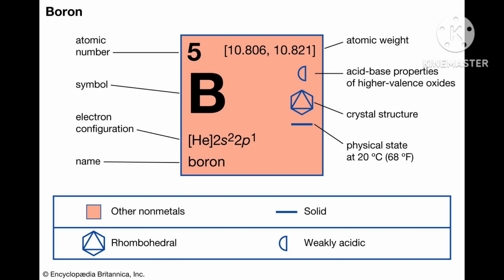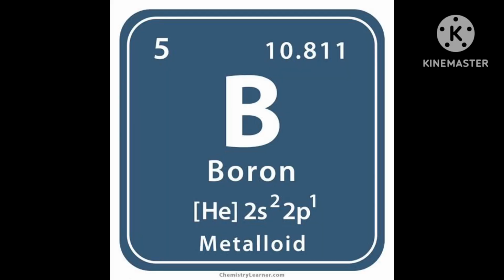Now I am telling you other important compounds of boron. Some useful compounds of boron are: first, borax, a very important compound; second, orthoboric acid; third, diborane. Now I will explain these three one by one, because all are very important.